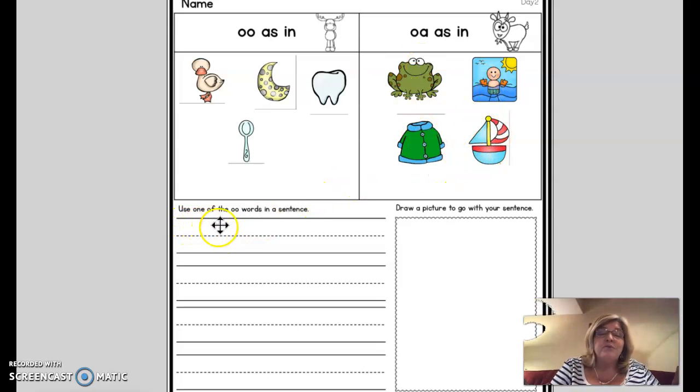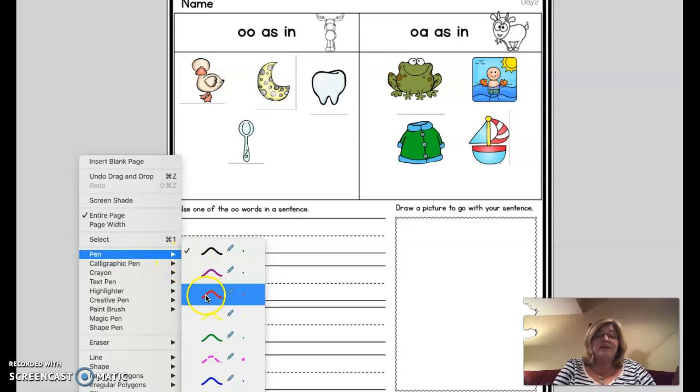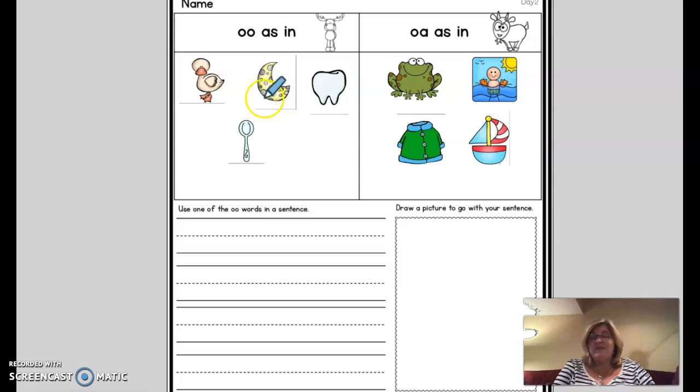Now, our directions here, use one of the double O words in a sentence. So, friends, just like we've done the last couple of weeks, I will come up with my sentence, but then I would like you to use a piece of notebook paper from your notebooks to write your own sentence and see if you can pick a sentence different than mine or maybe even your very own picture here to use. So I have a choice between goose, moon, tooth, or spoon. I think I am going to use the word goose.